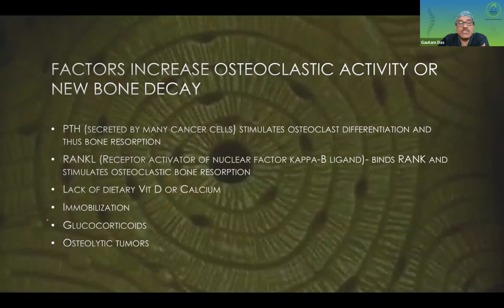Now, factors which increase the osteoclastic activity or bone decay. One is parathyroid hormone, but again, here what is important is its continuous secretion. And here one thing to remember: the osteolytic bone lesion by the cancer cells, what happens? They work through parathyroid-like hormones secreted by the cancer cell continuously. So that causes osteoclastic activity, and bone resorption in that particular area. So osteolytic activity is basically by the parathyroid hormone.